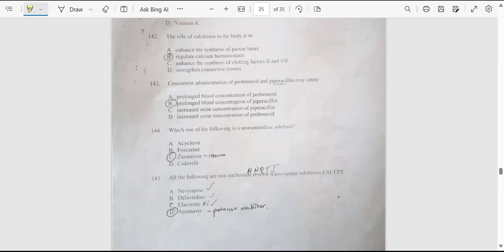The role of calcitonin in the blood is to do what? Regulate calcium homeostasis. What have you said, Chai? Okay, so how does it do that? What exactly does it do?